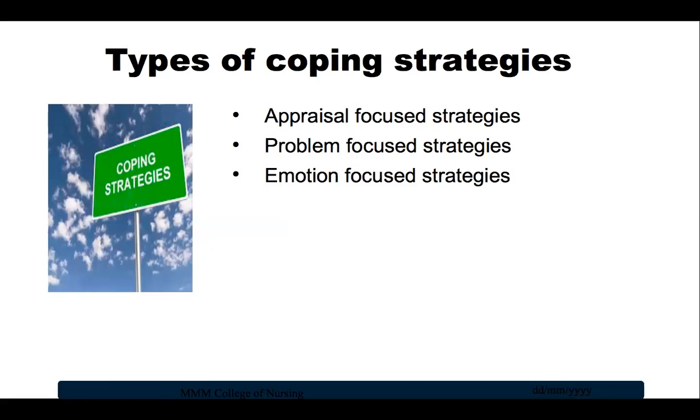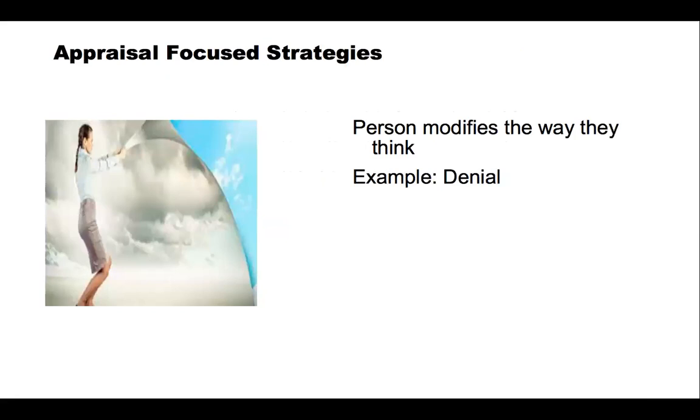Now, types of coping strategies can be categorized into appraisal focus strategies or problem focus strategies and emotion focus strategies. So let us see what is appraisal focus strategies. These are the coping mechanism which involves a change of mindset or a revision of thoughts. And one of the most common example of coping mechanism under this category is denial. Denial means one person refuses to accept the reality or the truth.